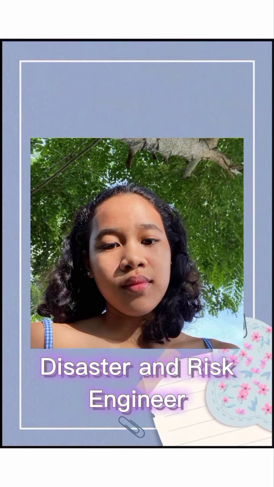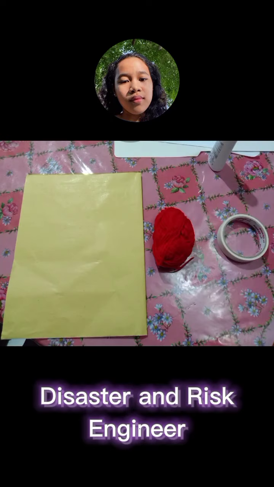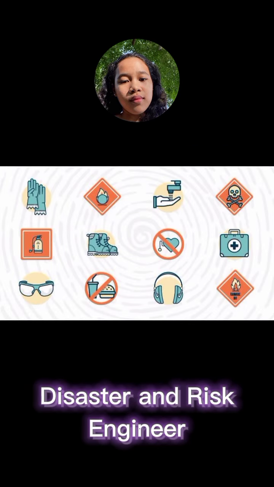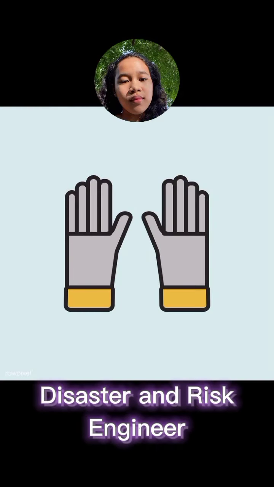I am Aizobelle Mana-ay and I am the disaster and risk engineer for this project. As a disaster and risk engineer, I ensure the safety of everyone. I make sure that the materials being used are durable and not hazardous to the people and the environment. I also made sure that the experiment is executed properly and done safely, and the experiment is well secured and the object will safely land on the ground with the help of our protective device. As a result, this experiment is done without causing any harm to the people and the environment.